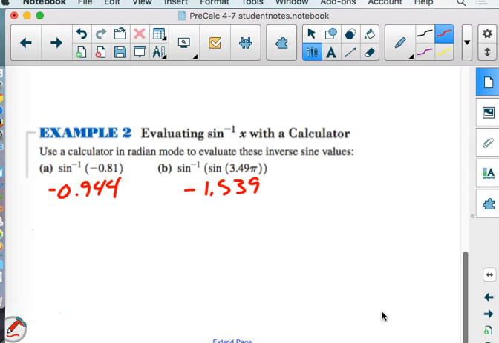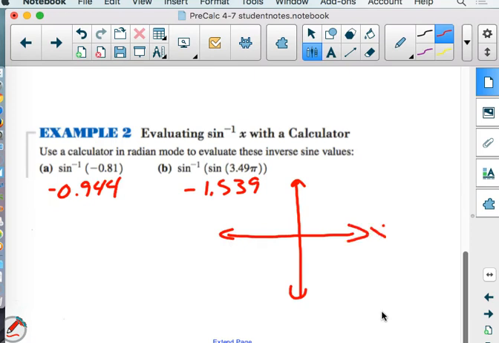So now, my follow-up question is, why isn't that 3.49 pi? I mean, shouldn't we just get 3.49 times pi? Why on earth would that possibly change to negative 1.539? Think about what we did yesterday. What did our answers have to be in? Where did they have to be located? The PVR. So this is one where I'm going to take this a little bit further.